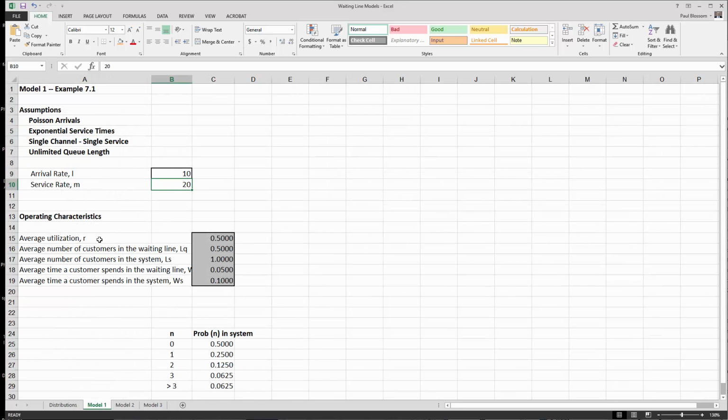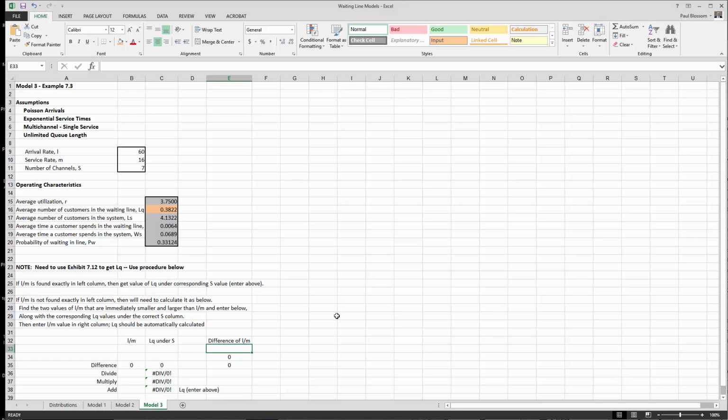Model 1 in the spreadsheet corresponds to example 7.1. And so this is real straightforward. You put the arrival rate, you put the service rate in there, and it calculates everything for you. Same thing for example 2. Again, we have constant service times here. You just put the numbers in there, it does the calculations for you. You'll notice it doesn't calculate any probabilities because there aren't any.